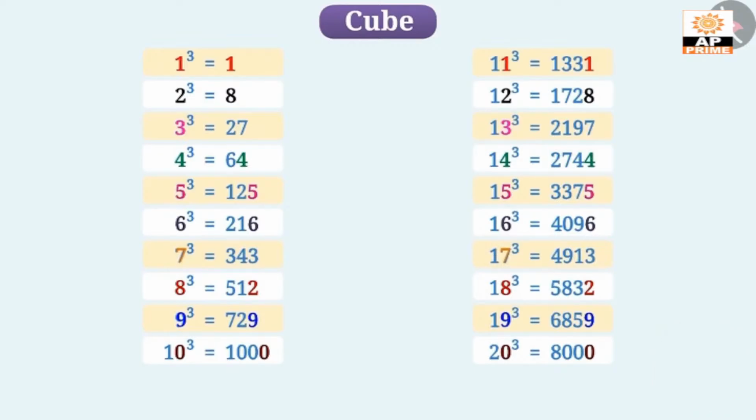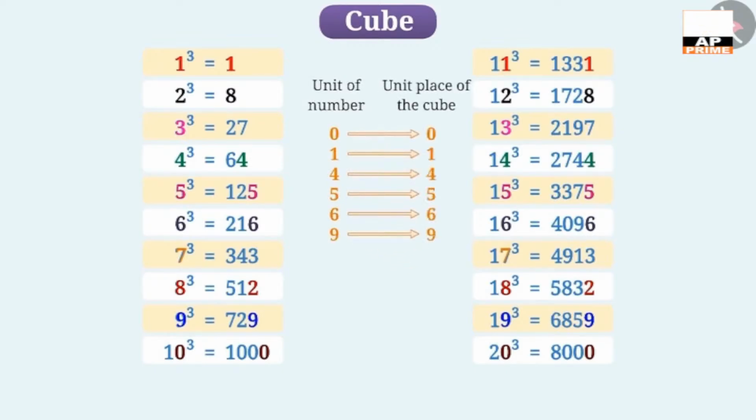Now, you can find out which digit will be in the units place of the cube of a number by looking at the digit in the units place of the number itself. Now let us learn how to find out if a number is a perfect cube or not. It is very easy.